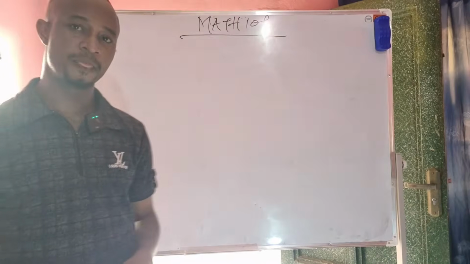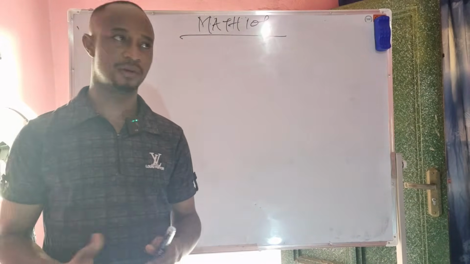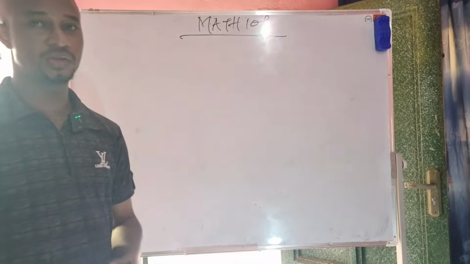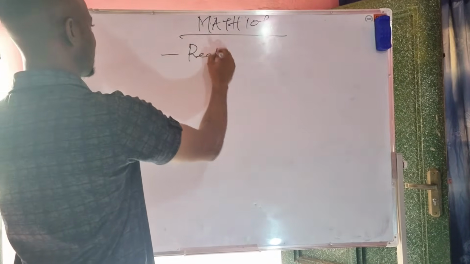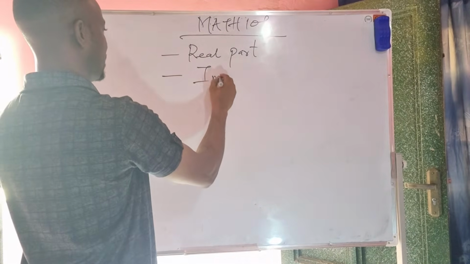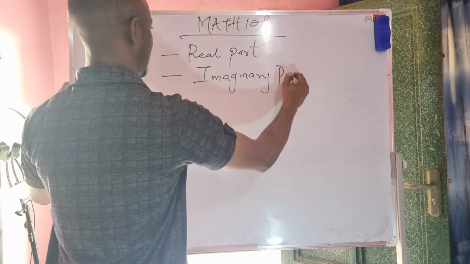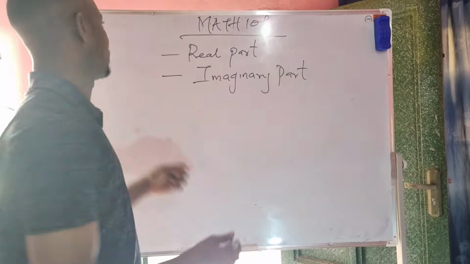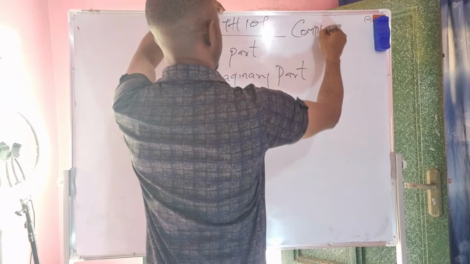Yesterday we talked about the foundation of complex number, where we say that complex numbers are those numbers that have two major parts, right? Which are the real part, and we also have what we call the imaginary part. Then we say that the general form of complex number, we are looking at complex number, right?